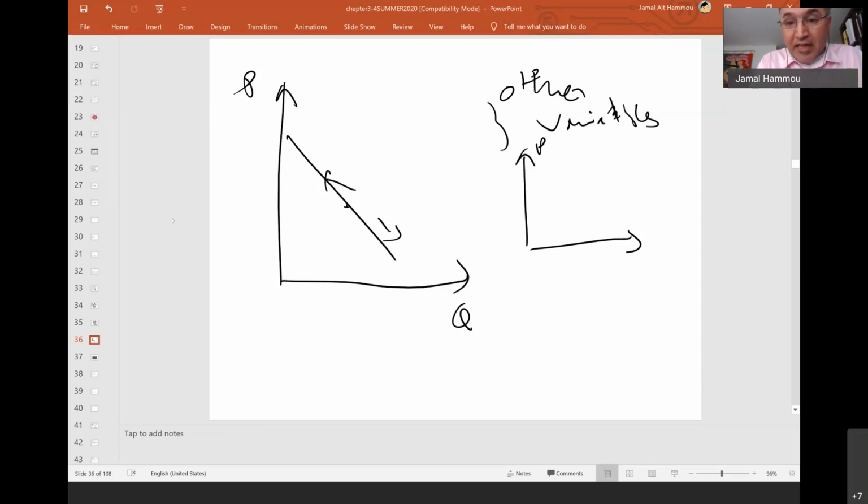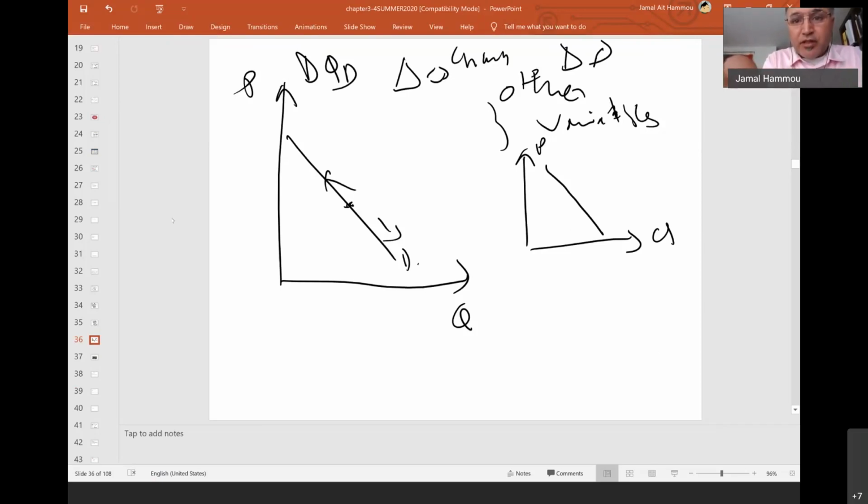If I change the price, I keep everything else constant, and I'm going up and down the demand curve. But if I change another variable like income, related goods, expectations, or population, now I'm talking about changing demand. Here it is a change in quantity demanded; this is a change in demand. Remember, delta just means change. Instead of writing the word change, I just put delta.